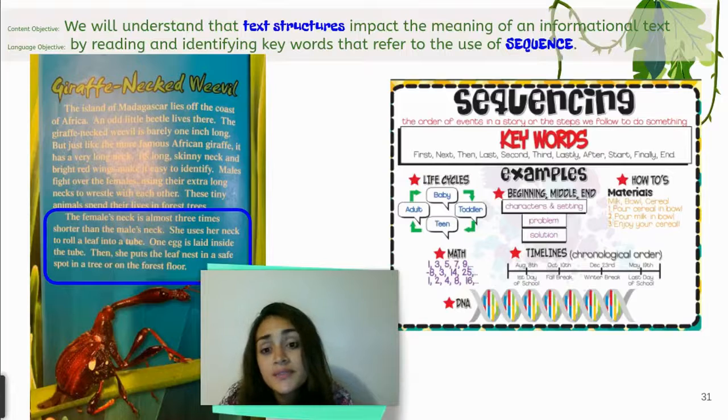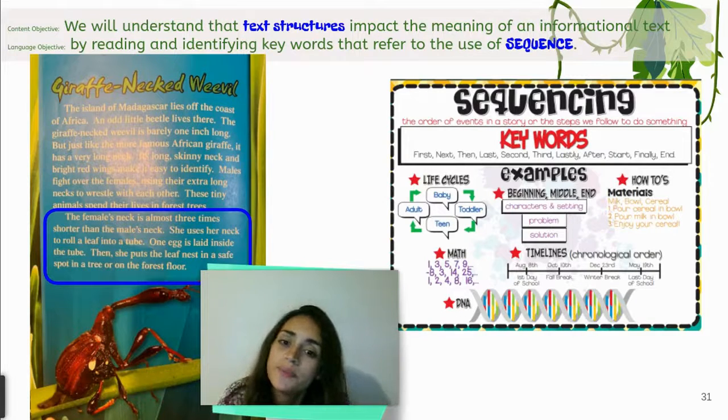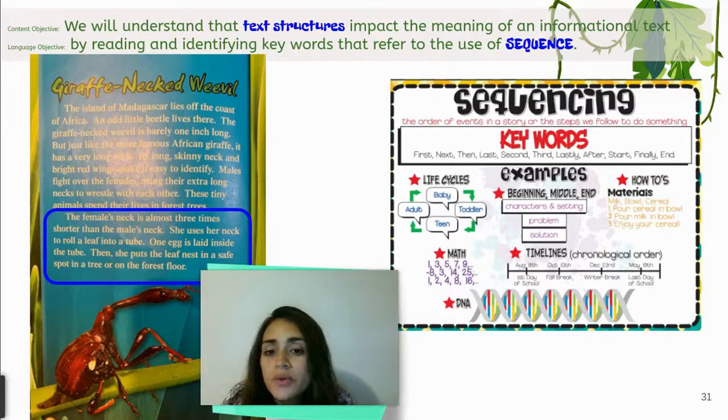I wanted to show you a specific example where the author used sequence to give us more information about a specific animal. If you turn to page 16, there's 2 paragraphs about the giraffe-necked weevil. I'm going to skip ahead and only focus on the second paragraph where I can see and identify the key vocabulary first, next, last. The female's neck is almost 3 times shorter than the male's neck. She uses her neck to roll a leaf into a tube. 1 egg is laid inside the tube. Then she puts the leaf nest in a safe spot in a tree or on the forest floor.